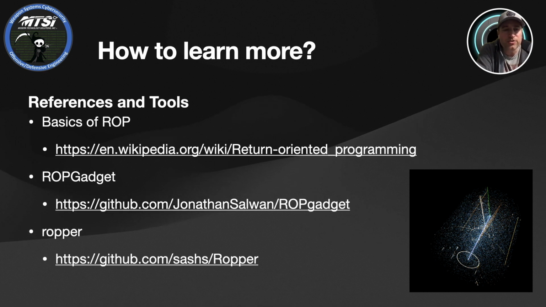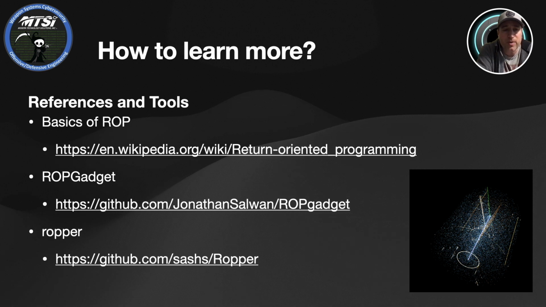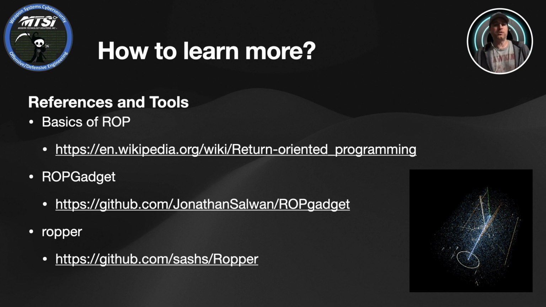The tools that I used, the primary one I showed you during the demo, was ROPGadget, and that one is up on GitHub, free to use. It's great. Another one that I have used that's got some powerful gadget searching tools is Ropper. That's another one that's up on GitHub for free to use. So check those out, and if you have any questions, let me know.